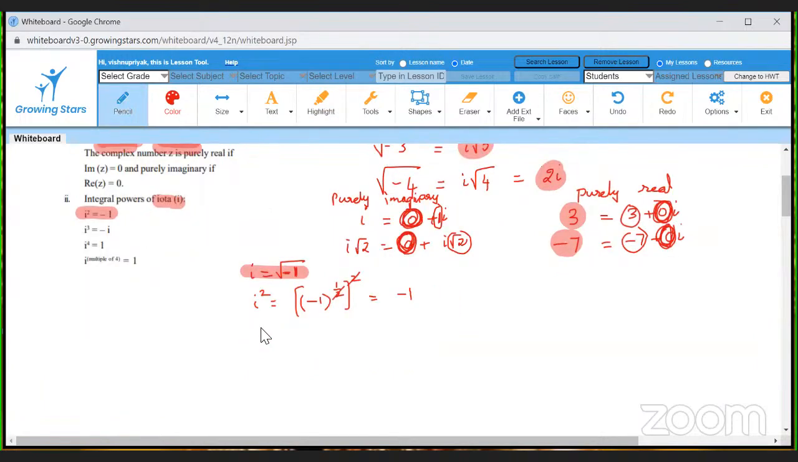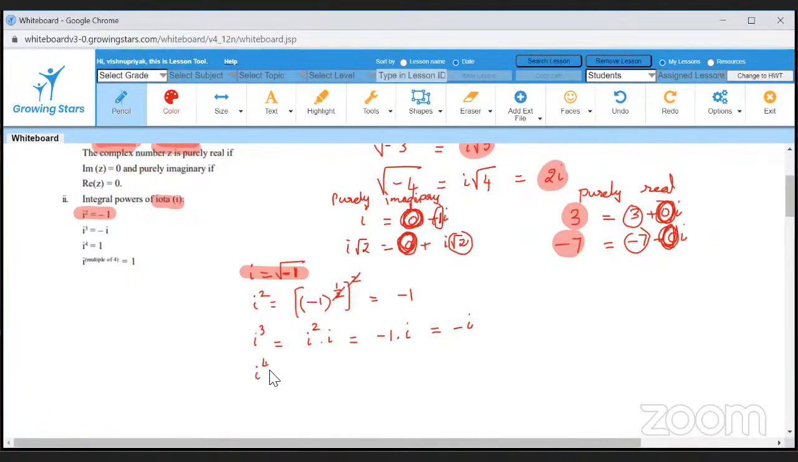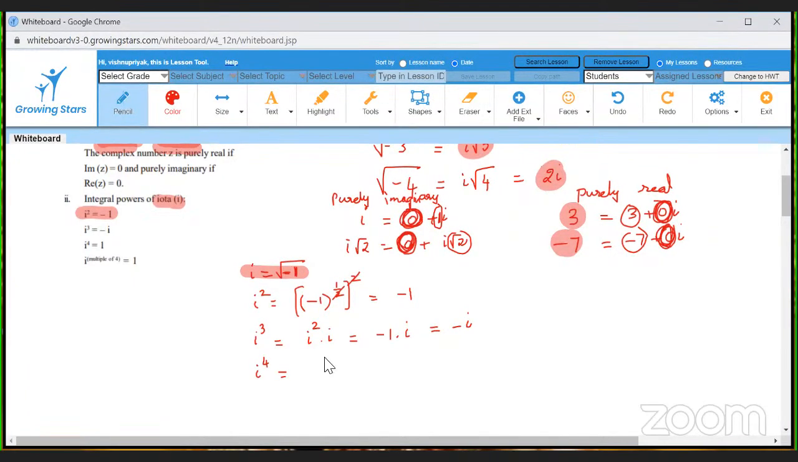After that, higher powers also you can find. What will be i cubed? i squared into i. i squared is minus 1, i is same, so minus i. Then i power 4 is i squared whole squared, that is minus 1 whole squared, positive 1. That's why i cubed is minus i and i power 4 is 1. And after that, the same thing will repeat.